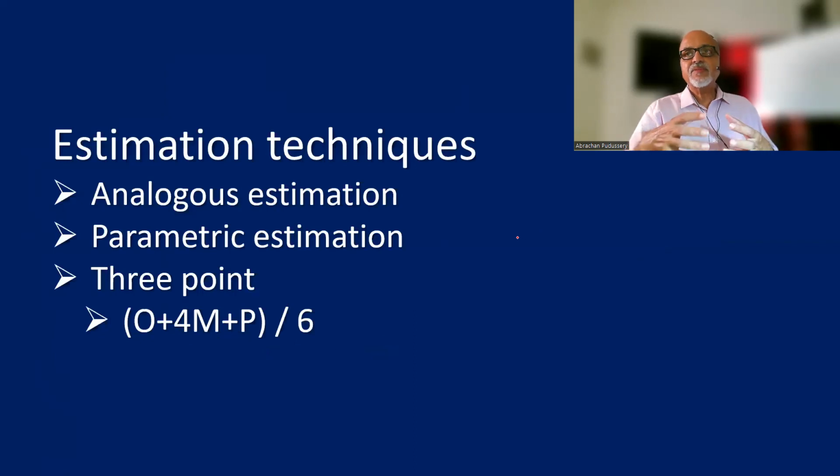The various types of estimation techniques we use are analogous estimation, parametric estimation, and three-point estimation. When we say analogous estimation, we might have done a similar activity in one of our earlier projects. Then we can always compare with that and take it. We call it an analogous estimation.